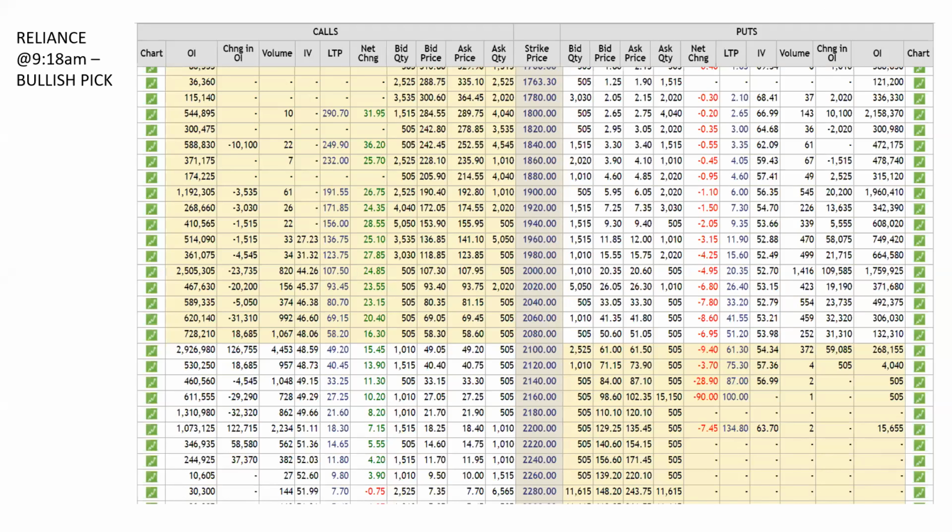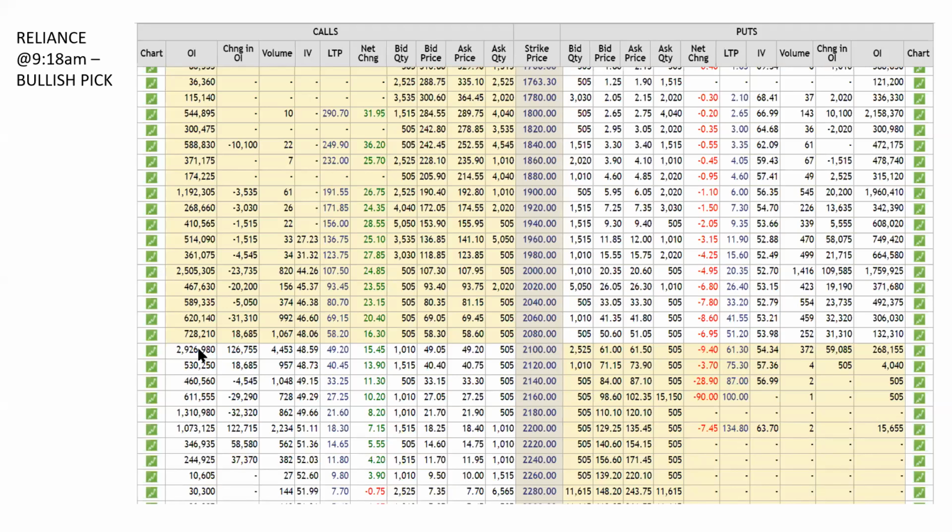Yes, 2100 resistance. Correct. We had 2100 resistance and we had support at 1800, if you see on the longer term view. And Reliance was quoting close to 2100, of course. So that means our support is way down below and immediate resistance is here.